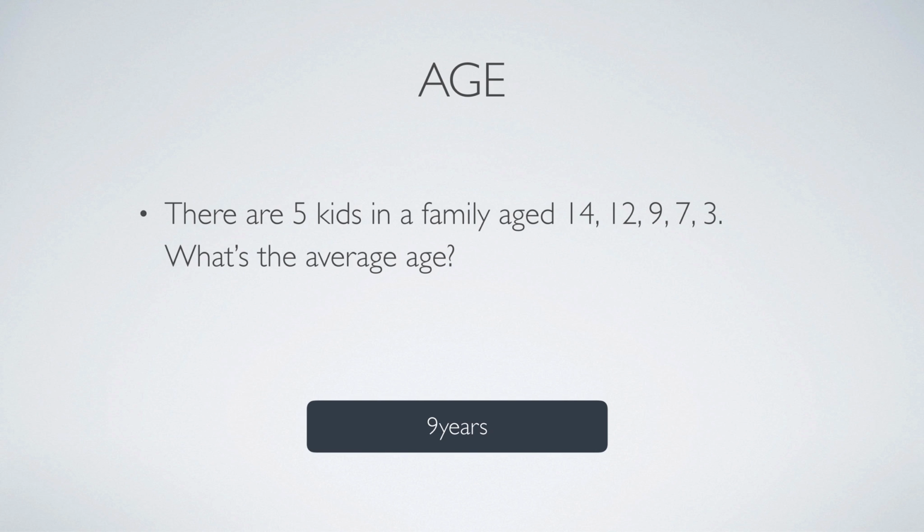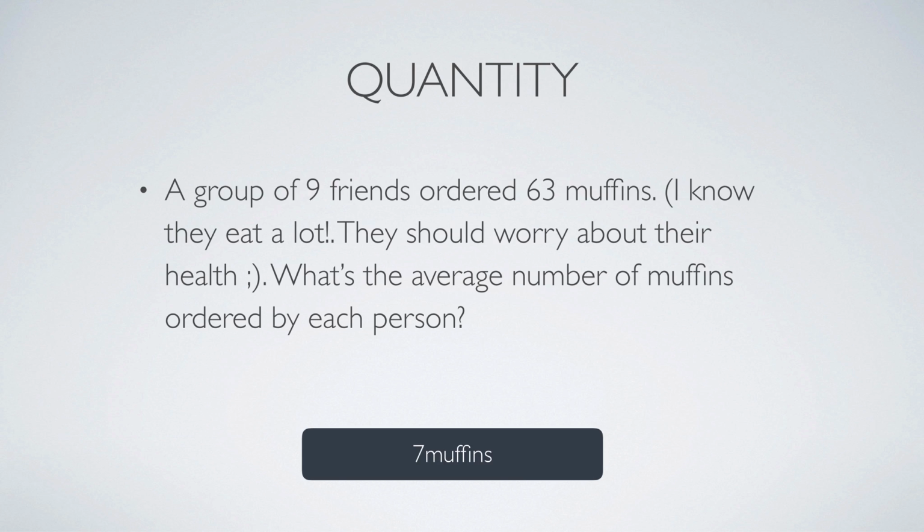For example, let's take that of age. There are 5 kids in a family aged 14, 12, 9, 7, and 3. What's the average age? The average age would be 9 years. You would sum up all their ages, which would be about 45, divided by the 5 kids in the family, giving you the average to be 9 years.